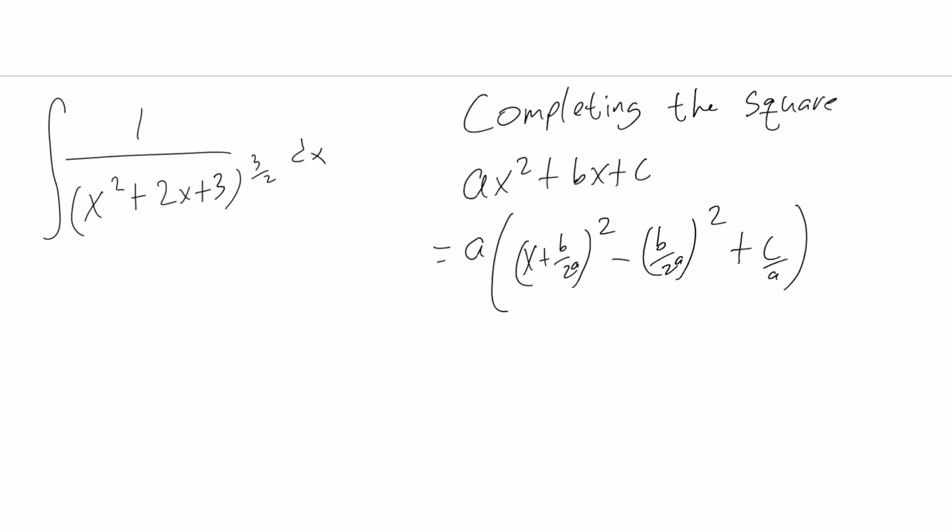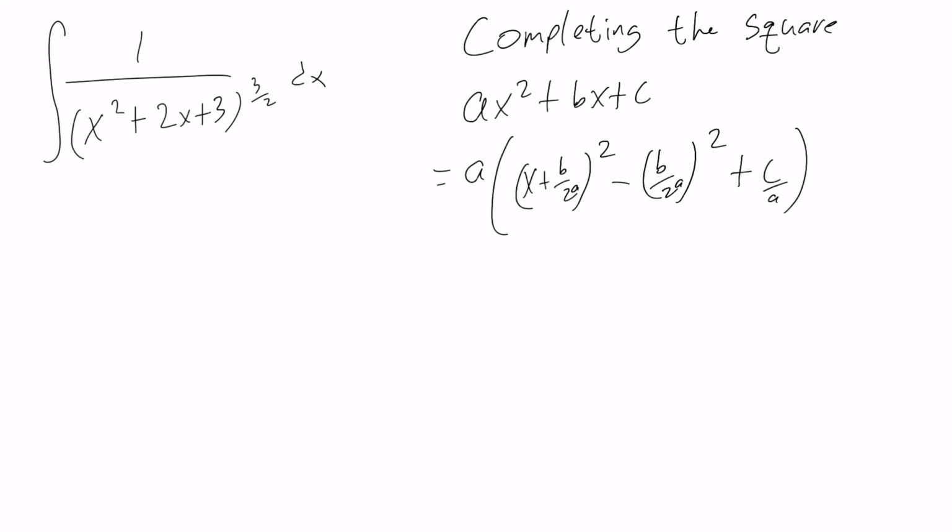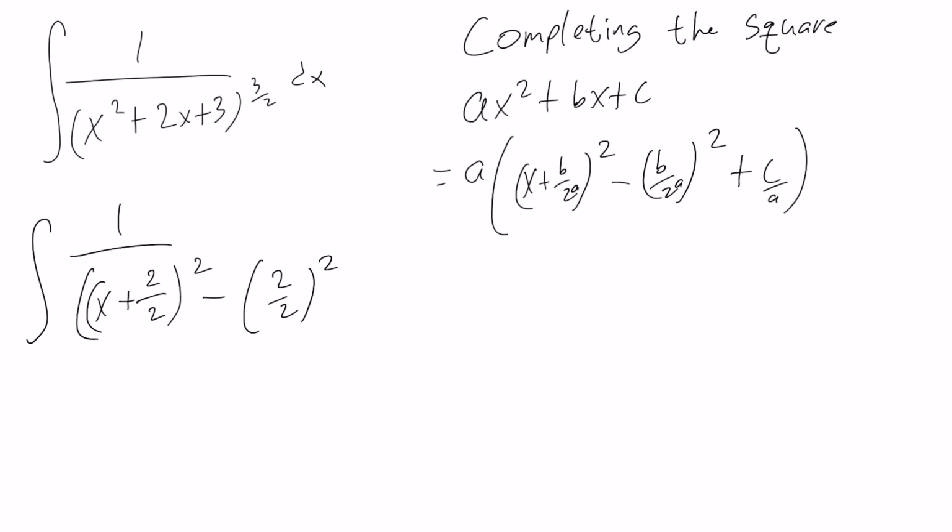Okay, and it turns out doing this completing the square is going to help turn this into something that looks like something we know how to work with. It'll look like something that we use inverse trig for. So let's complete the square. Here my a is 1, because the leading coefficient is 1. My b is 2, and my c is 3. So this works out to be the integral of 1 over x plus 2 over 2 quantity squared minus 2 over 2 quantity squared plus 3, all raised to the 3 halves.